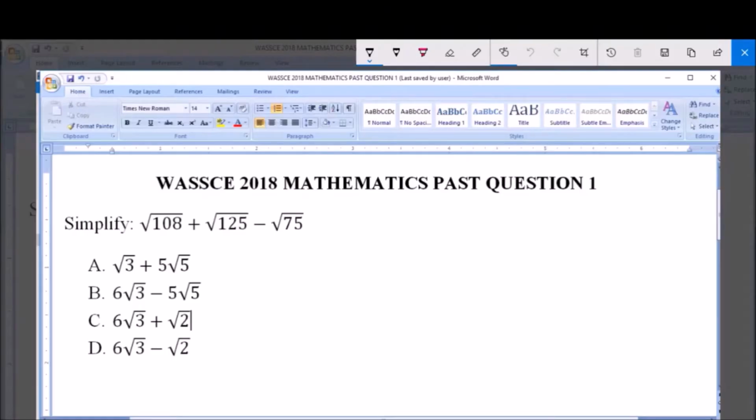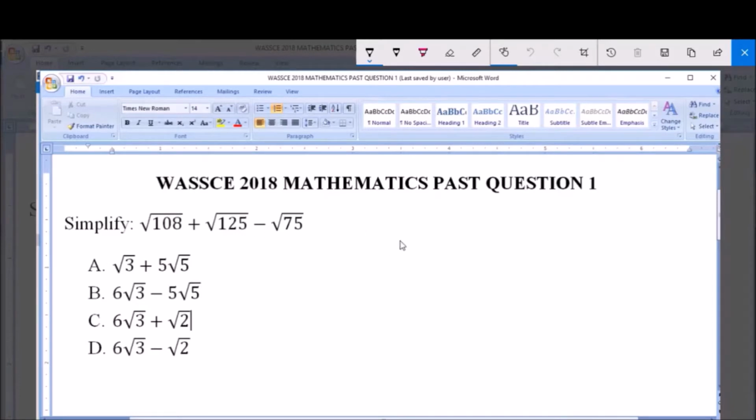I'll be answering WASC 2018 Mathematics Past Question 1. Simplify root 108 plus root 125 minus root 75. A. Root 3 plus 5 root 5. B. 6 root 3 minus 5 root 5. C. 6 root 3 plus root 2. And D. 6 root 3 minus root 2.